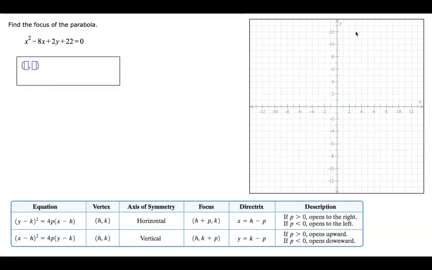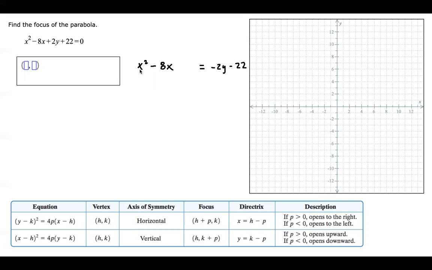In this example, we're trying to locate the focus, but because we're not given the standard form of the equation, we're going to do something similar to what we did with the circle. We're going to rewrite the equation and try to get it to standard form. I'm going to leave the x squared and minus 8x on the left-hand side, and on the right-hand side, I'm going to end up with minus 2y and minus 22.